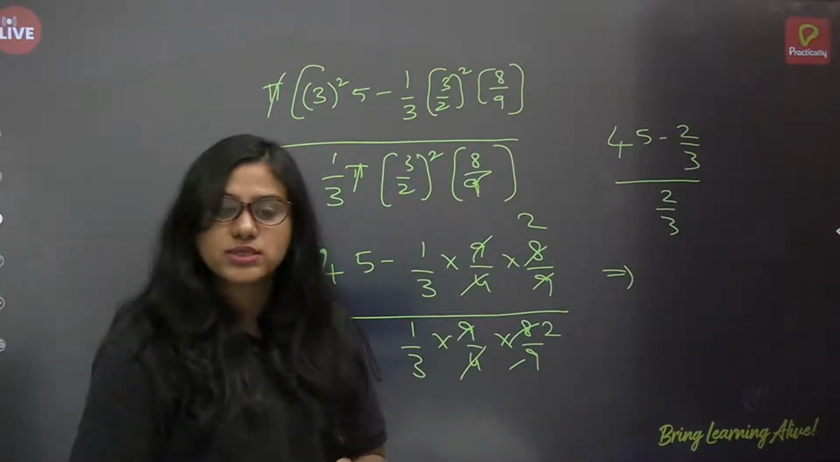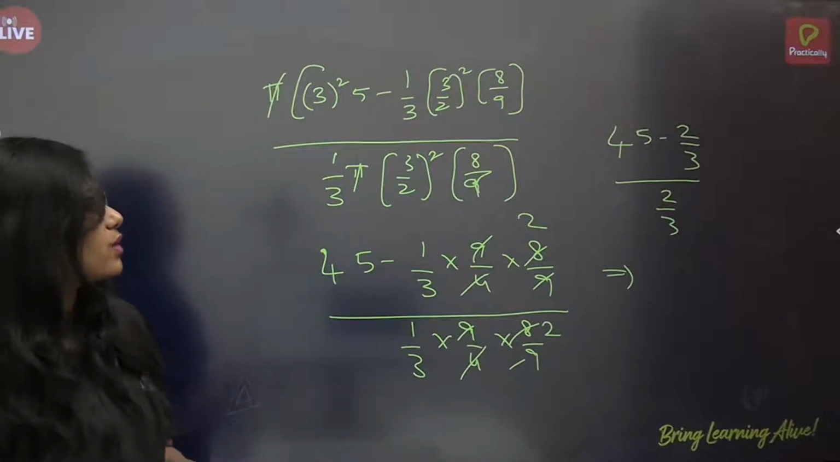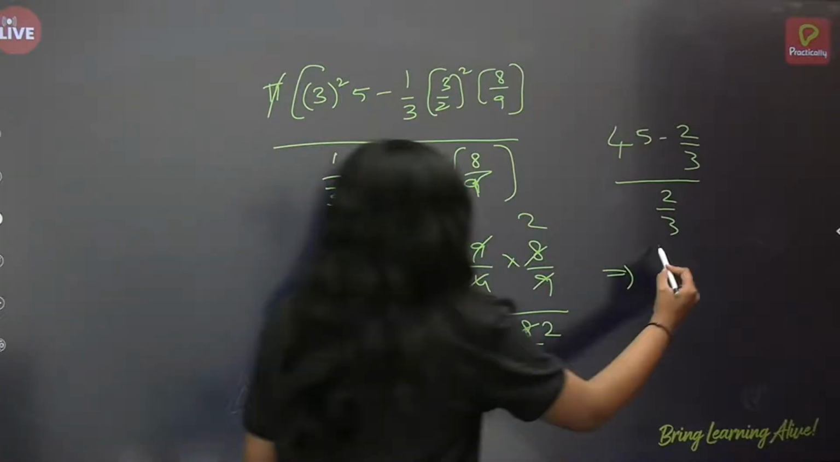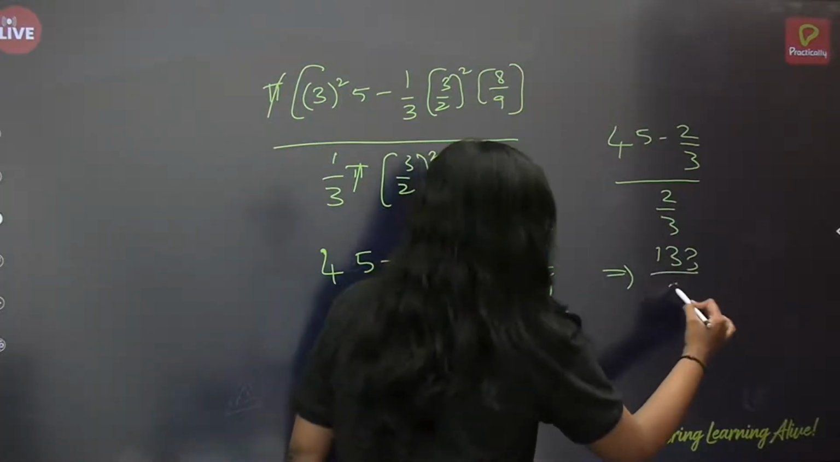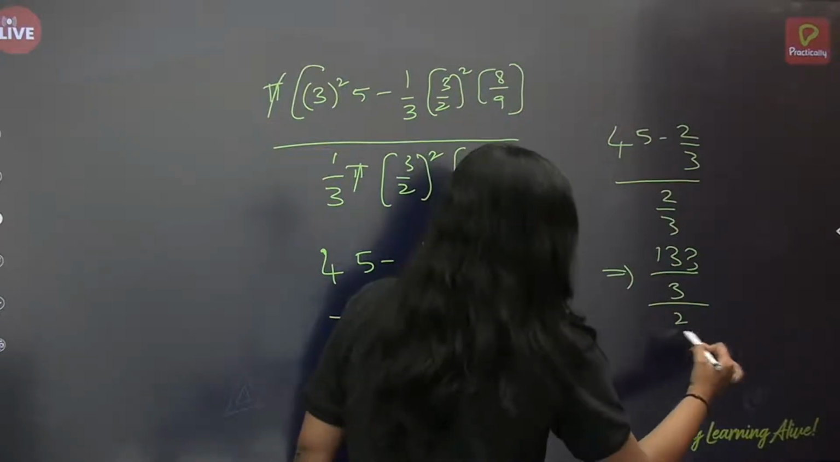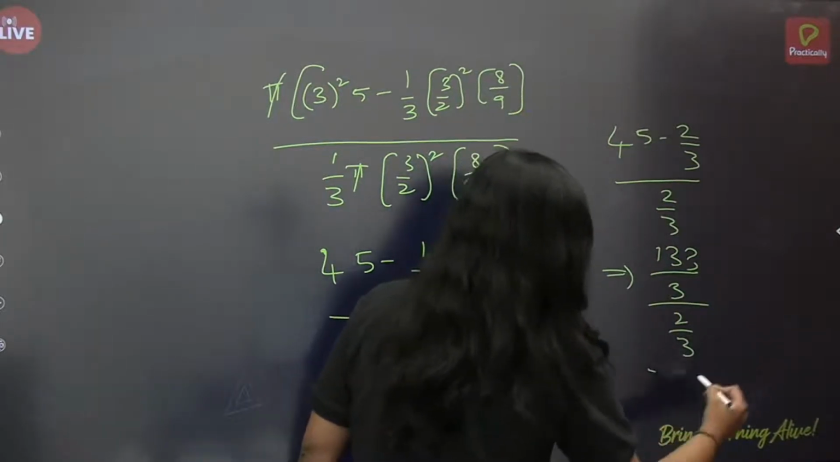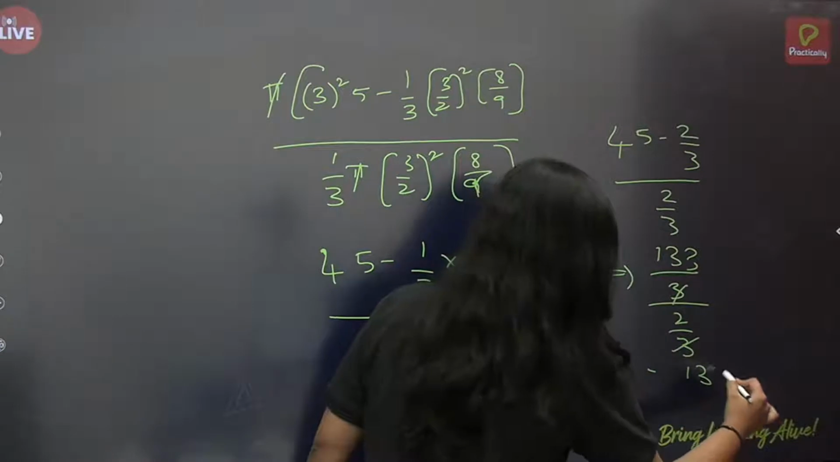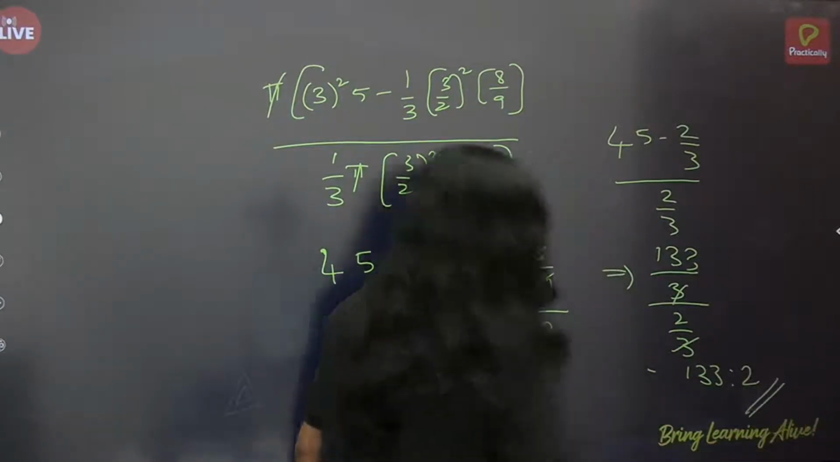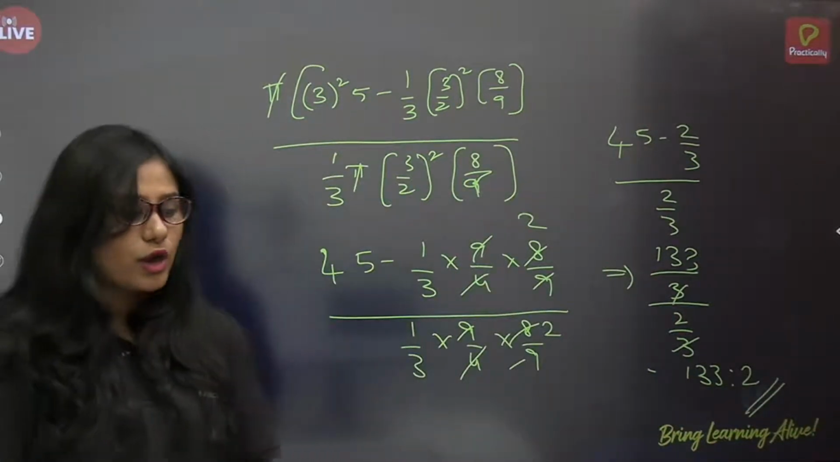45 times 2 is 90. 90 plus 45 is 135. 135 minus 2 is 133. 133 by 3 by 2 by 3. This is nothing but 133 is to 2. So, this is the ratio. Got it? Next one.